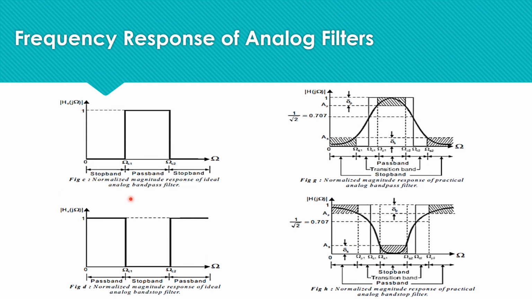Magnitude response of an ideal analog band pass filter is like this. And the magnitude response of a practical analog band pass filter is like this. And the magnitude response of an analog band stop filter is like this. And that of a practical band stop filter is like this.